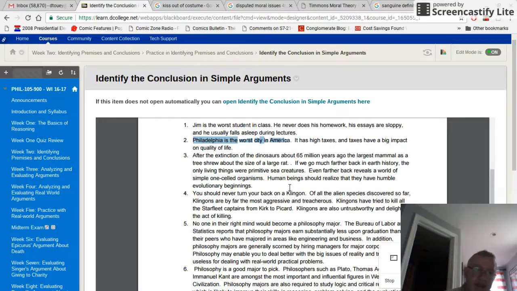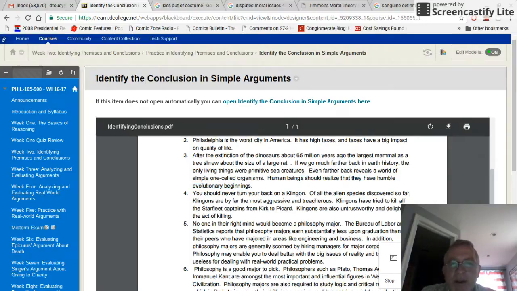Well, maybe it just seems obvious. Maybe it just is obvious that the last sentence is the conclusion to the argument, that human beings should realize they have humble evolutionary beginnings. I don't know how you recognize that, really. I mean, you have to sort of do it. Certainly, it's only when we read that last sentence that we get a sense of what the logic really was of pointing out these different things about evolution.